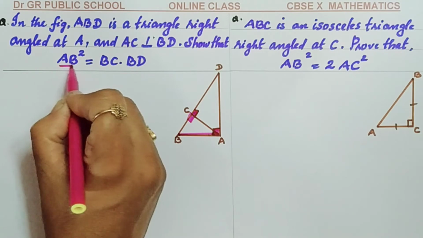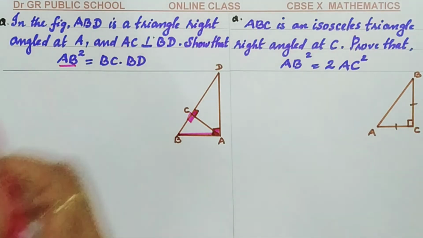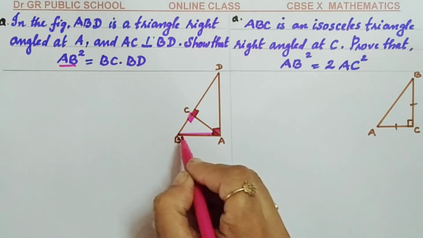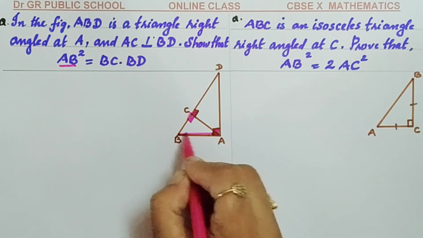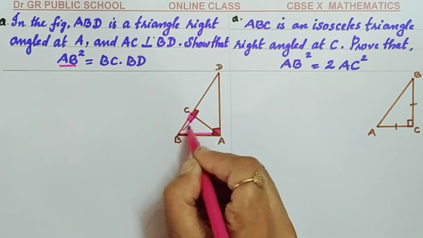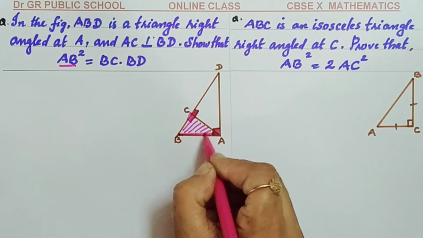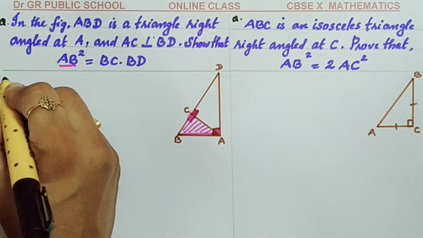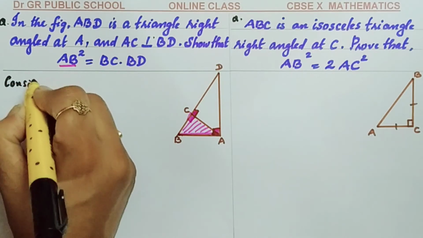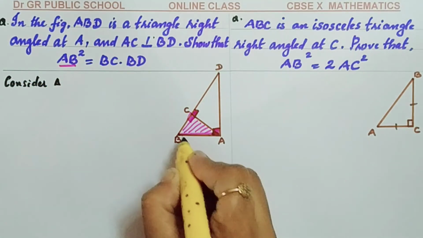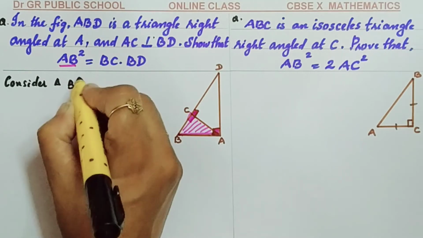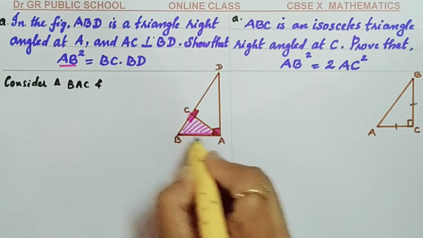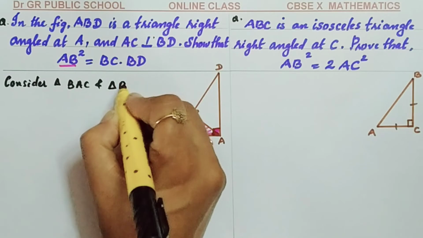The triangle having side AB, only then will we get AB square. Which are the triangles having side AB in the figure? One is this triangle BAC and the large triangle BAD. I am going to prove the similarity of those two triangles. Consider triangle BAC and triangle BAD.